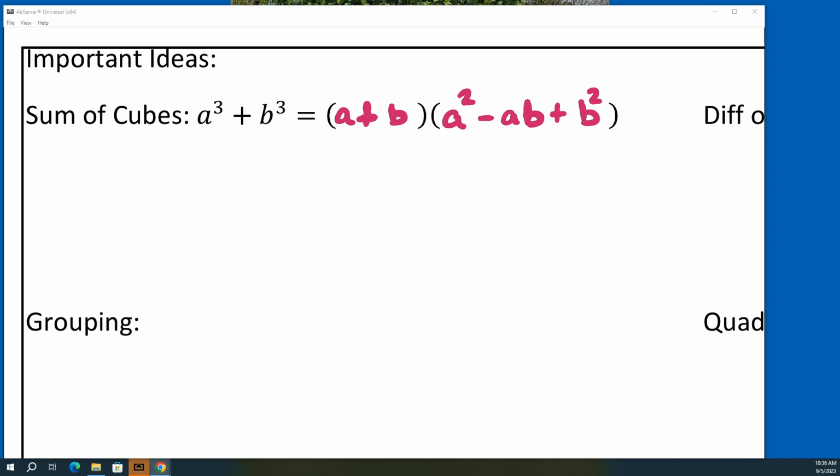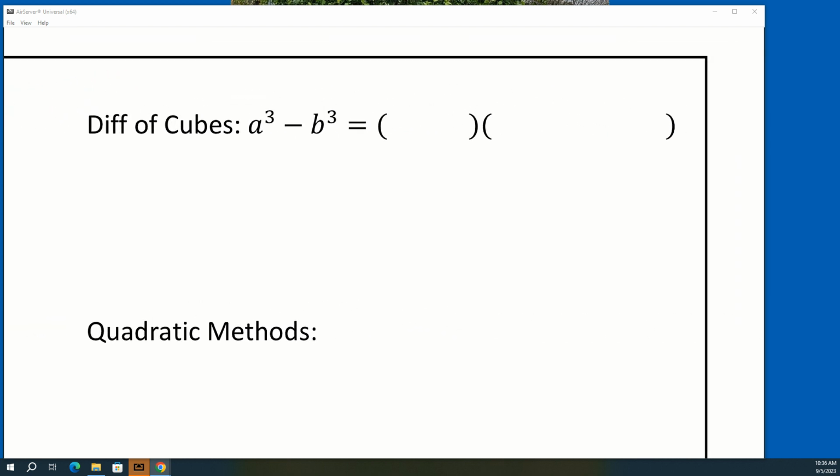And difference of cubes, basically the same thing. You find each cube root and bring over the sign, square the first one, change the sign, multiply them together. The last sign is always a plus, and then square the second one.